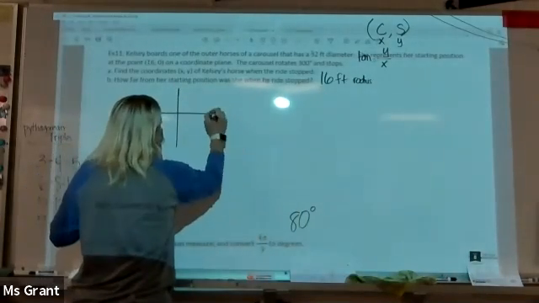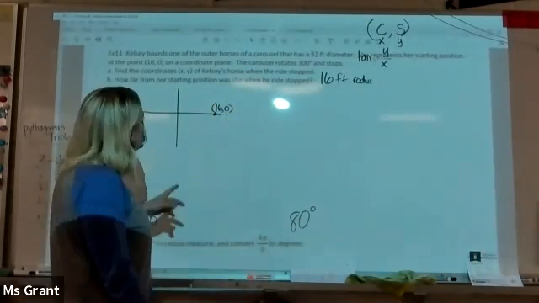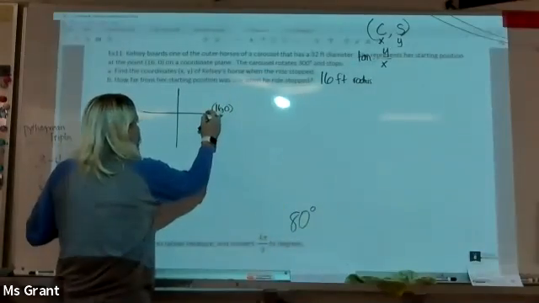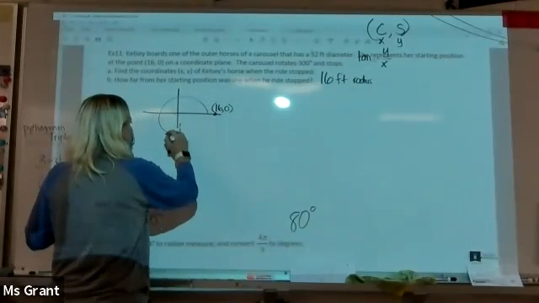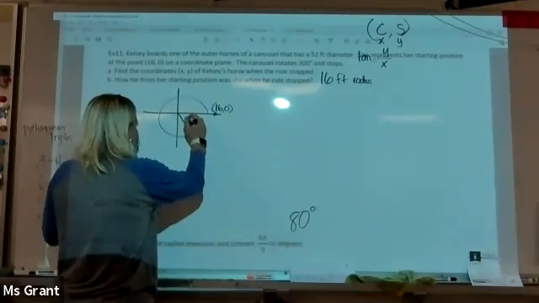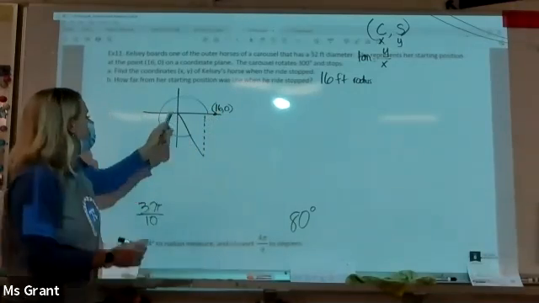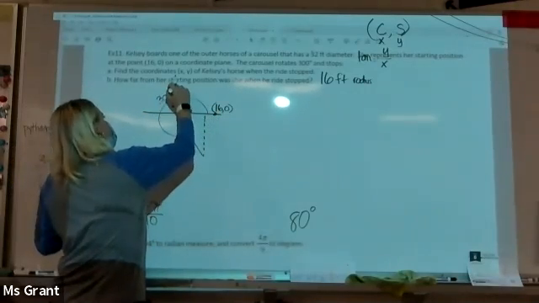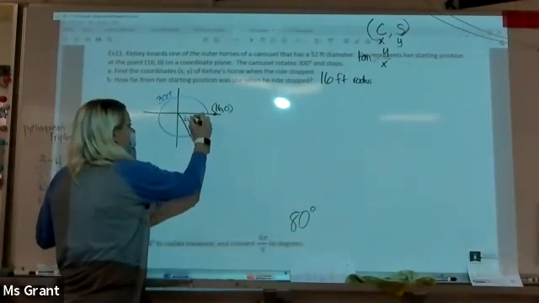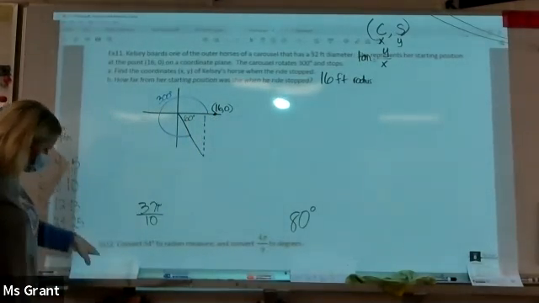Ready? She goes around, the carousel rotates 300 degrees and stops. How many is left for her to go? What angle is this reference angle? She went 300 around. How many is left for her to get to 360? Obviously, yes. Good, all right. 60.